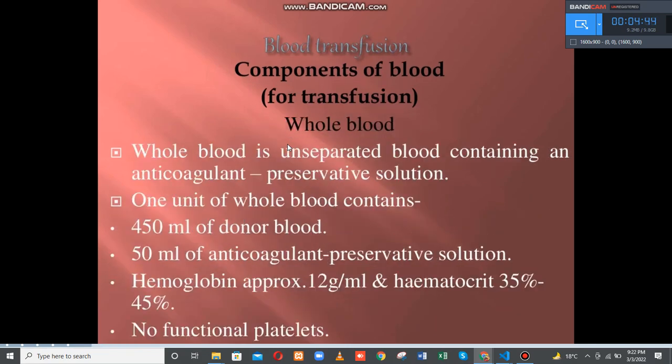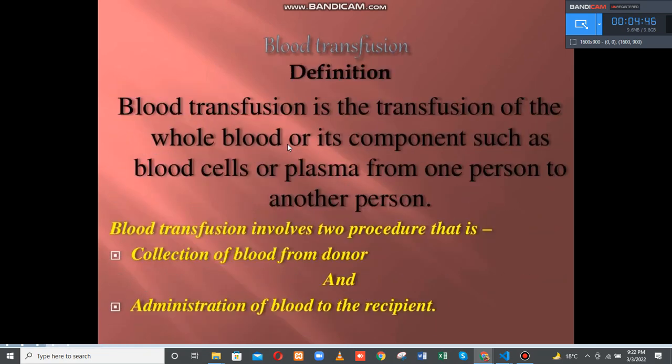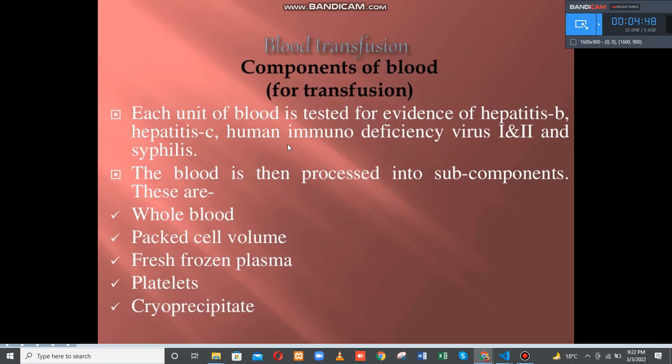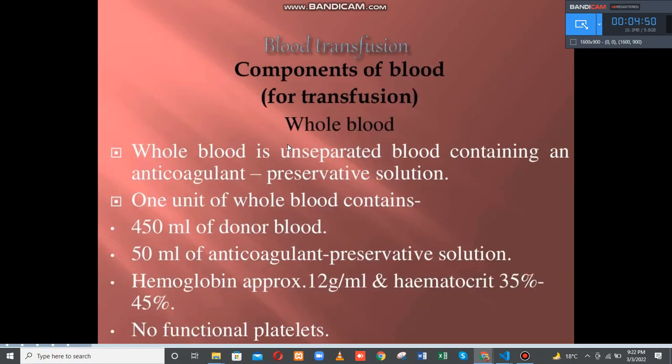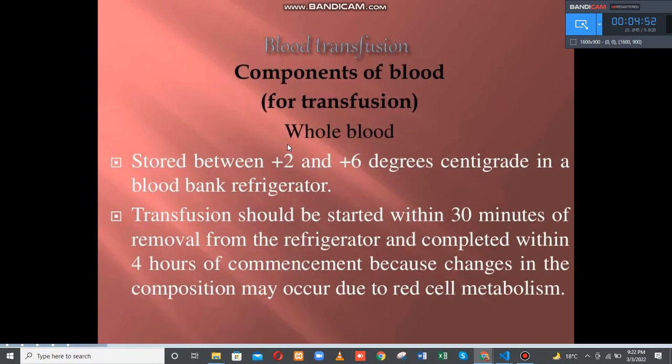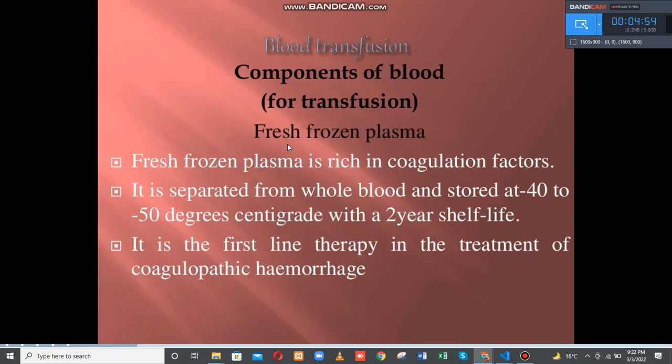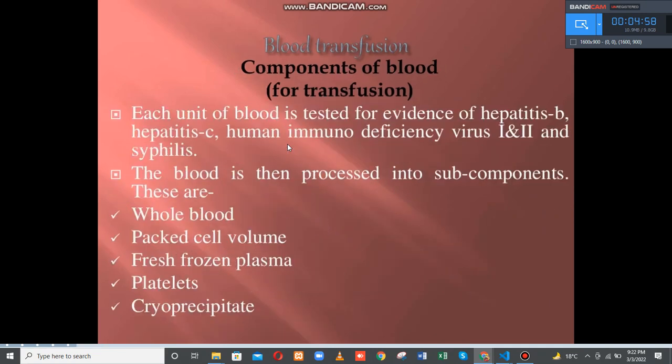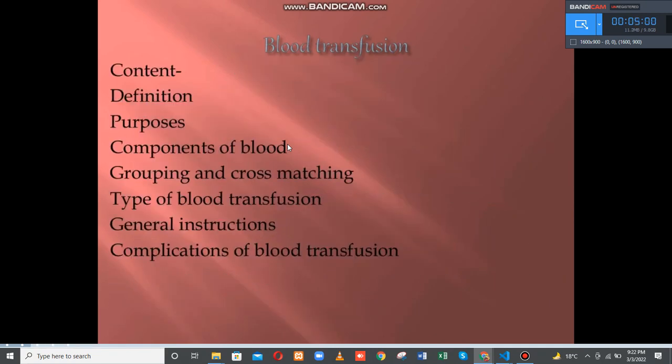So in this video we discuss the definition, purposes, component of blood for transfusion, the whole blood. The next is packed red cells, fresh frozen plasma, and the next slides we discuss in other videos.